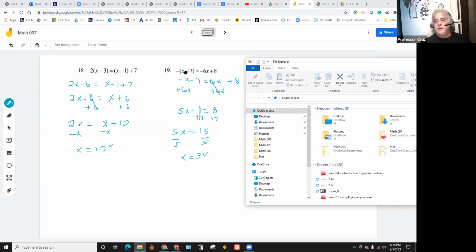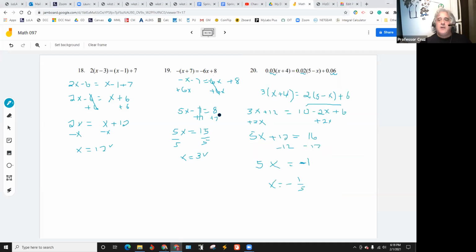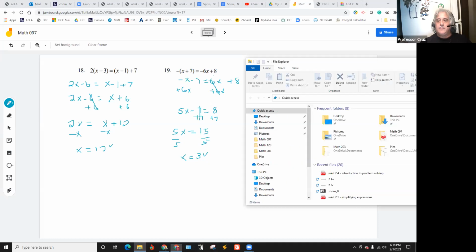And you can check it. 3 plus 7 is 10, negative 10. So this is 3 times 8, negative 18 plus 8 gives you negative 10 as well. So that's a good answer.